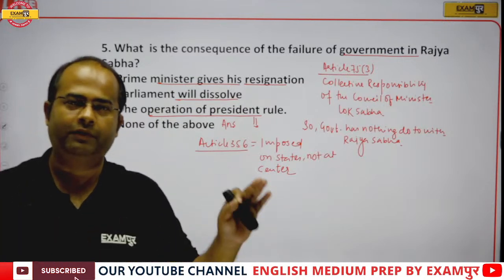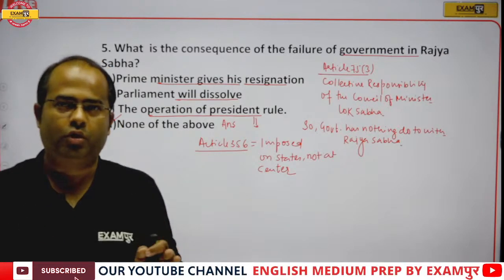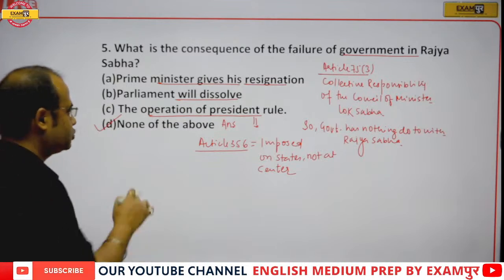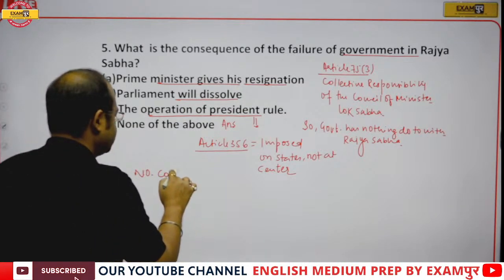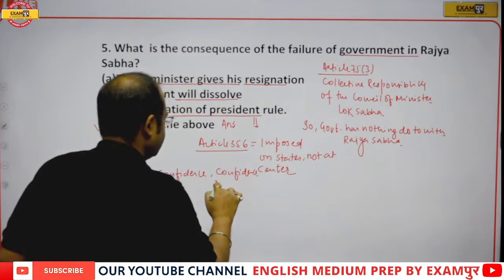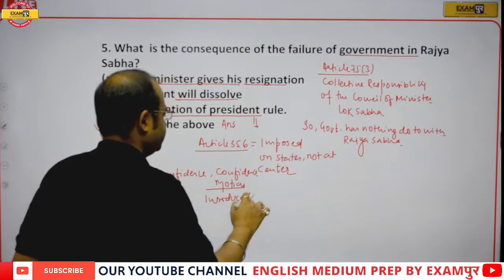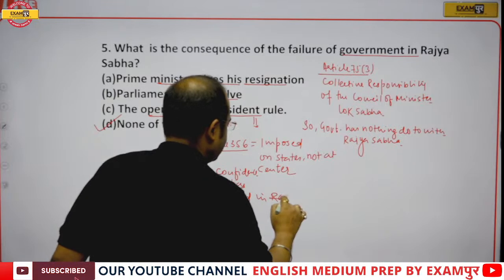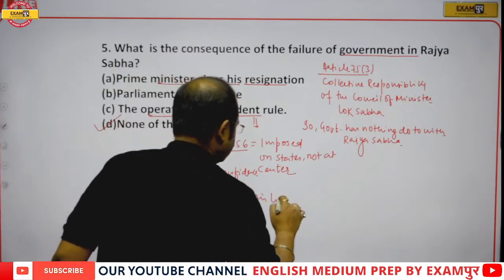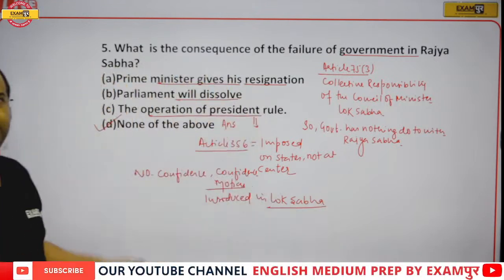Nothing happens if the government is defeated in Rajya Sabha, because the government is responsible towards Lok Sabha. A no confidence motion is presented in Lok Sabha, not in Rajya Sabha. A confidence or no confidence motion is introduced in Lok Sabha, not in Rajya Sabha. So the correct answer will be, guys, option D.